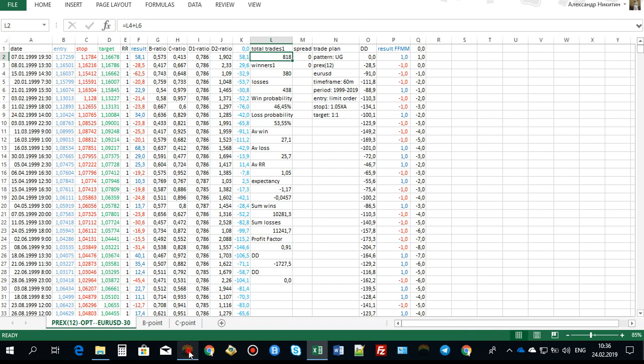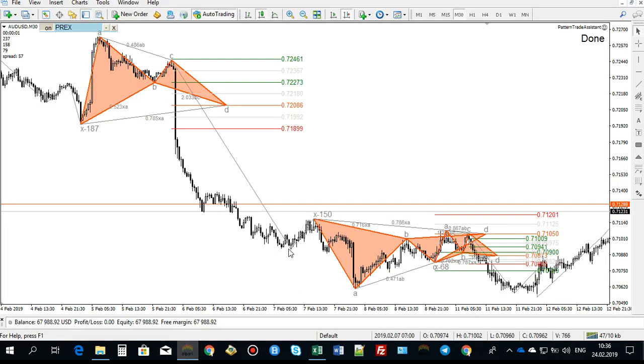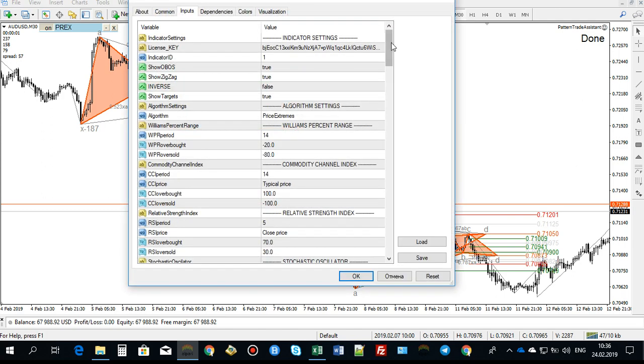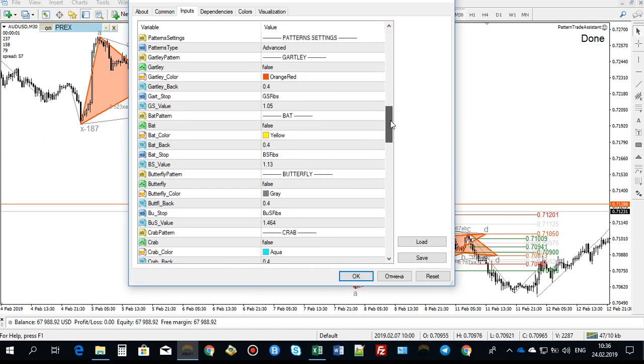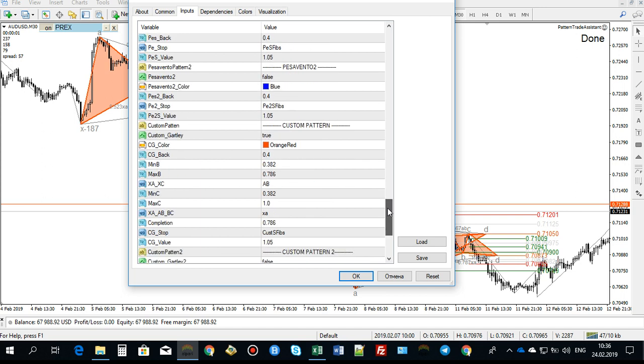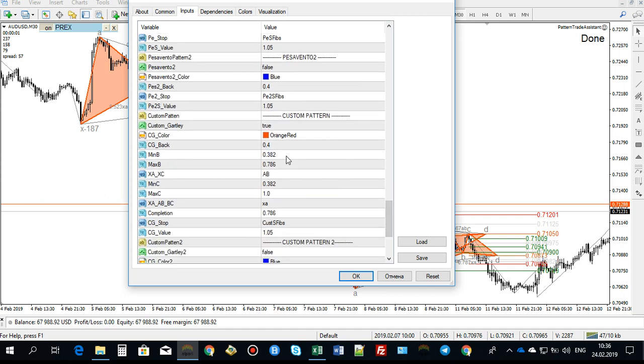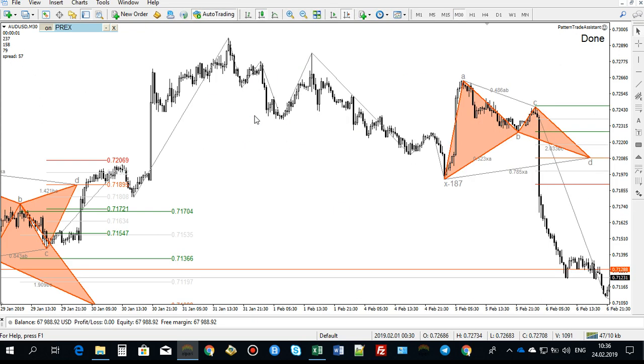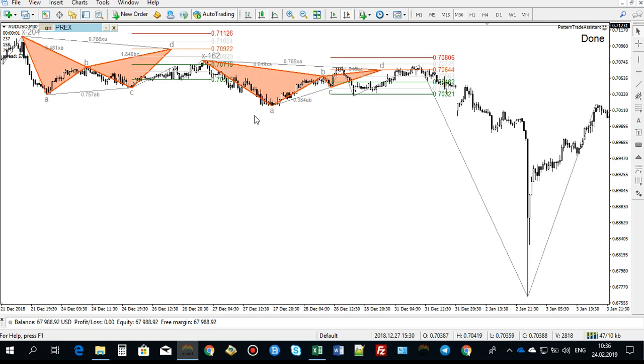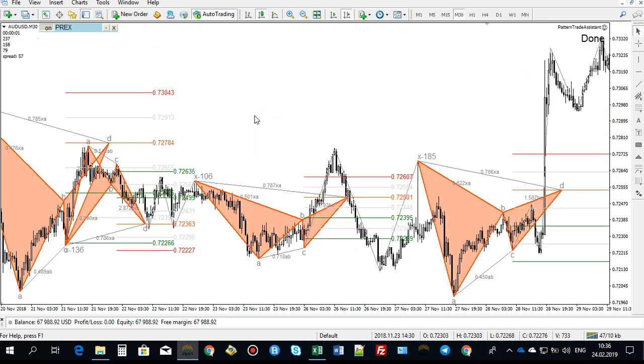If you are interested in specific ratios of the unified Gartley, you just go to the settings of the MPS. It is the pattern recognition software that draws them, and you just set the minimal B point to 382, maximal to 786, minimal C point to 382, and maximal C point to 1. The entry 786 and the stop loss is 105. This way the patterns are recognized on history. So you see hundreds and hundreds of patterns.